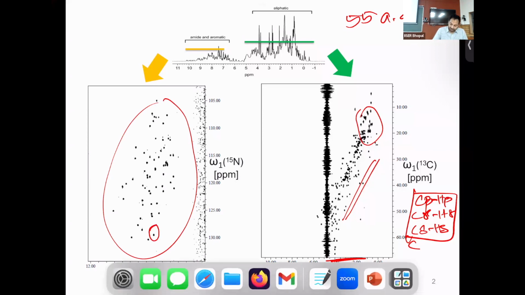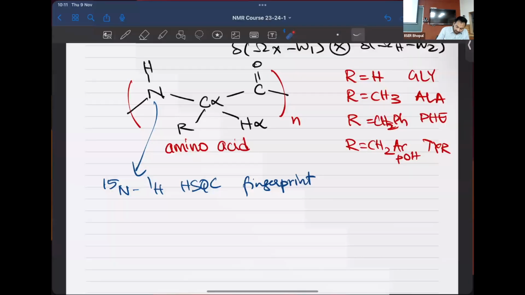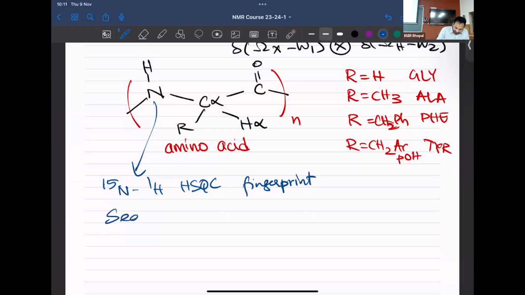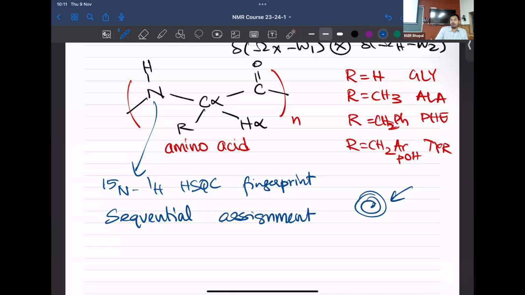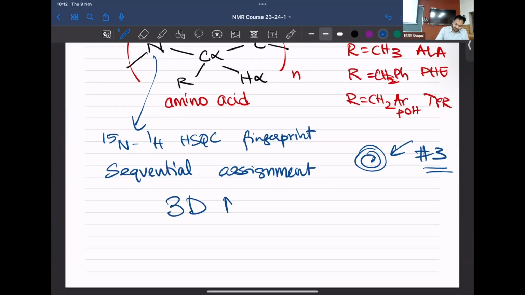In order to do this, we need to achieve something called sequential assignment. What is sequential assignment? Sequential assignment is one where you are able to pick a peak and say that it belongs to, say, residue number 3, and another peak belongs to residue number 22. And where do they end up coming in the HSQC spectrum? How would we assign what is 3, what is 22? This is when 3-dimensional NMR experiments are going to be extremely useful.